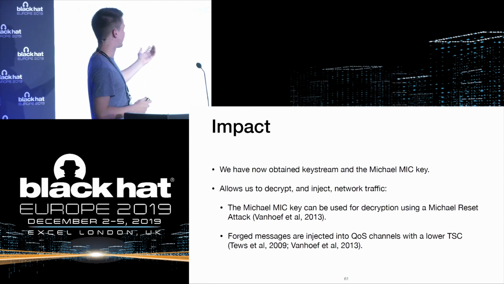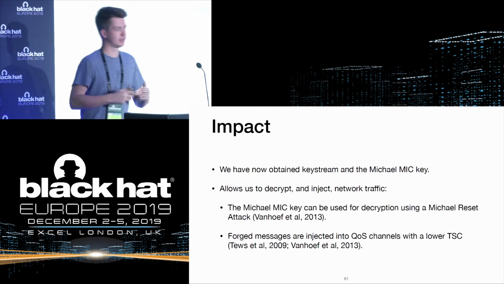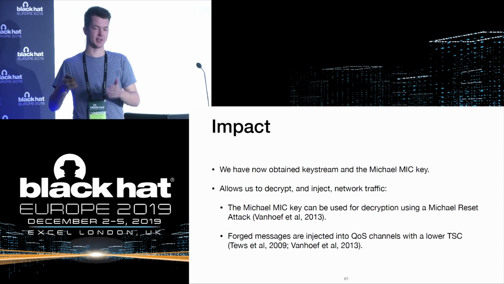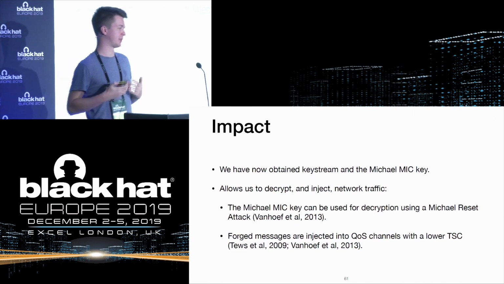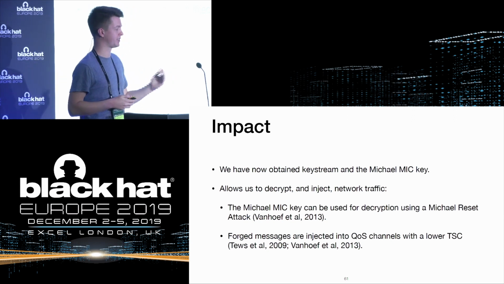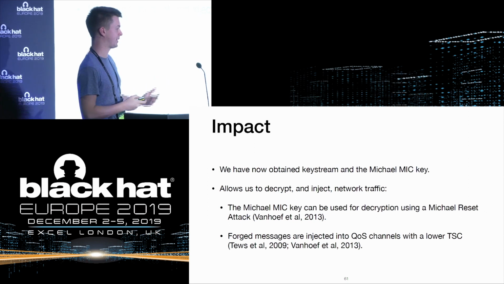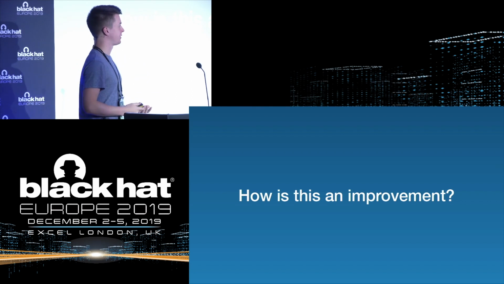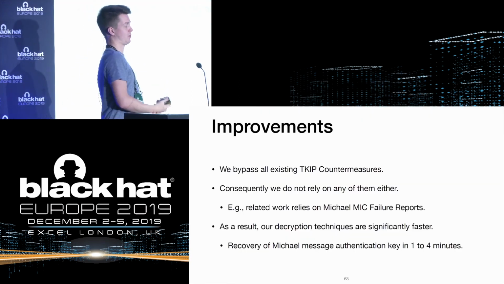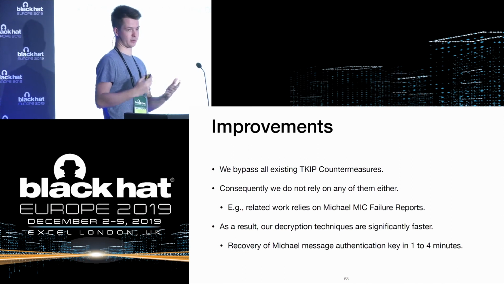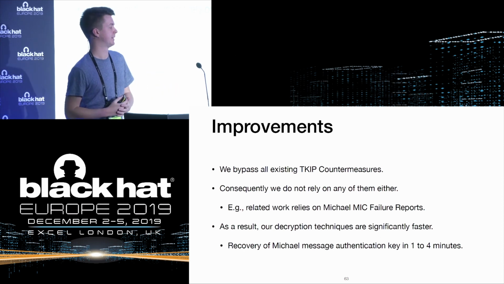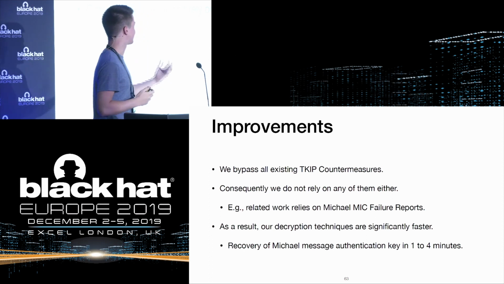And this is where we again see the quality of service channels, where we can use our recovered key stream to inject messages on a channel with a lower TKIP sequence counter. That allows us to bypass the sequence counter check, which means we can basically replay some of the key stream into the network. So that's all pretty bad, but it's still a major improvement over some of the other works, since we bypass all existing countermeasures, and we don't rely on them. Some of the attacks rely on the Michael MIC failure reports, and because we don't, our attacks are much faster.